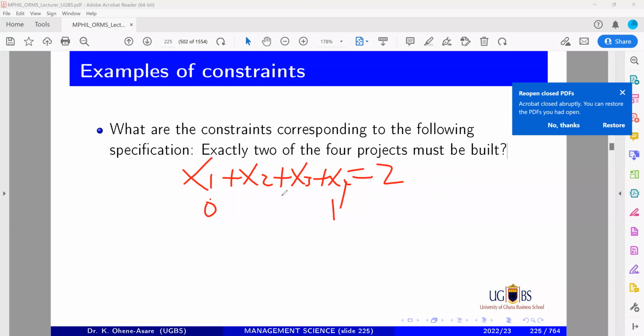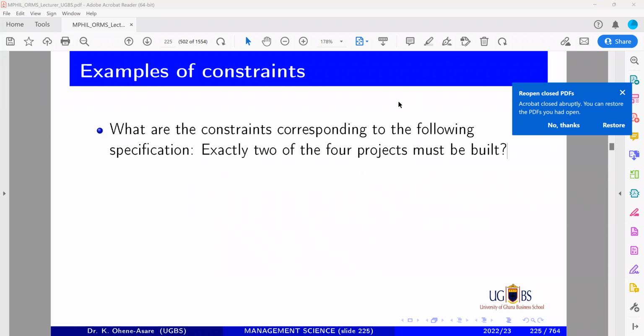But if I said that x0, x1 is 0, x2 is 1, x4 is 1, and x3 is 1, what would be the value of x2? What would be the value of x2 here? It will be 0, exactly. It means you're not going to build x2 at all. That's what it means. Okay, now let's move on.